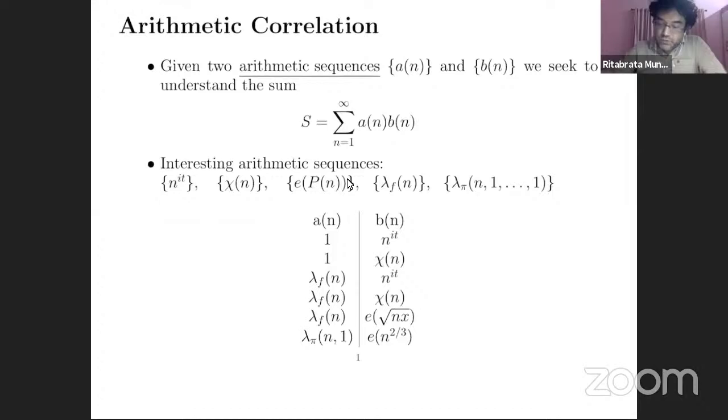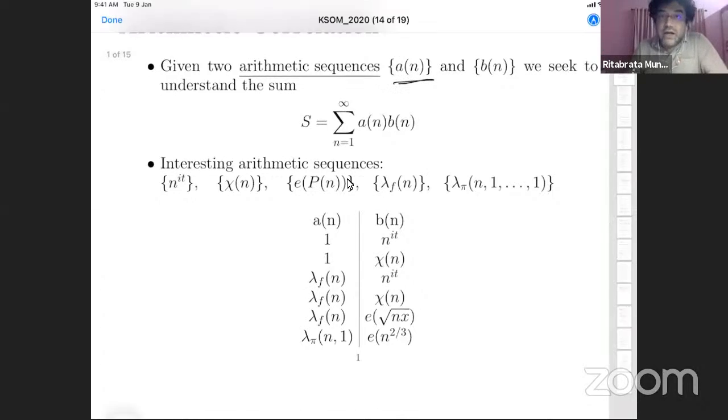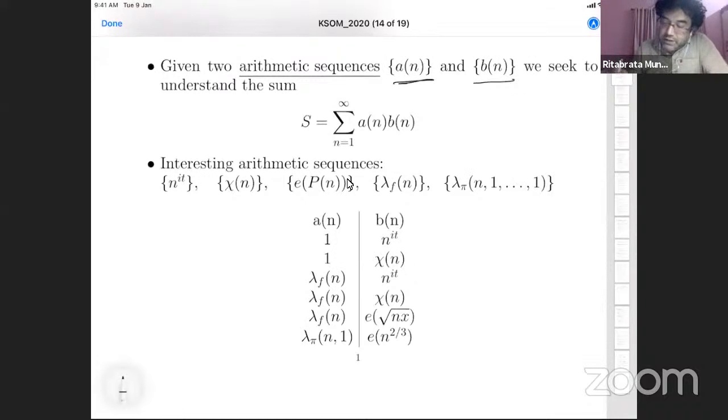So given two arithmetic sequences, so suppose a_n is an arithmetic sequence and b_n is another arithmetic sequence, we want to understand the sum that you get by multiplying a_n with b_n and taking a sum over n. Okay, so don't worry. A little later we'll be just taking a finite sum, so our sequence is going to die down after some point. So there will be no problem with divergence or convergence. Okay, so this is the sum we are interested in.